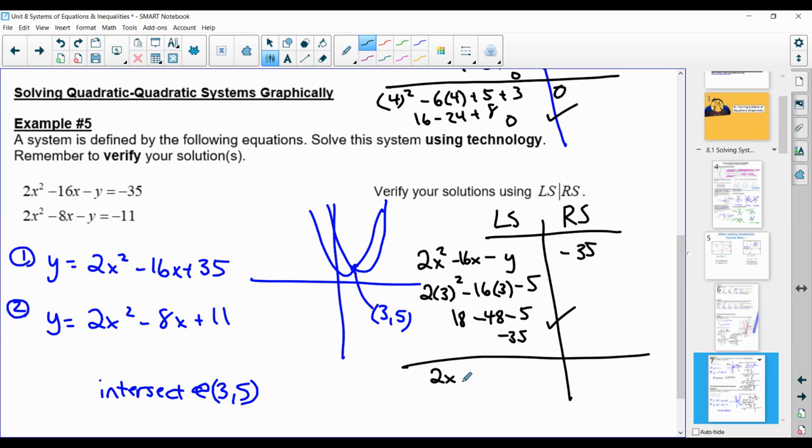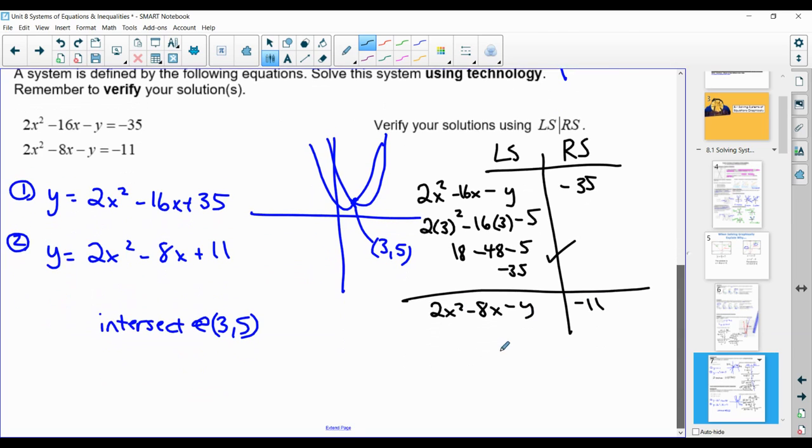So we've got 2x squared minus 8x minus y should equal negative 11. Substituting in, we're going to have 2 times 3 squared minus 8 times 3 minus 5 gives us 18 minus 24 minus 5, and that gives us negative 11. So again, left side, right side balance, we know that 3 comma 5 is a solution.